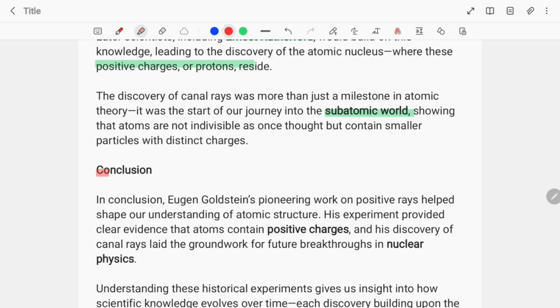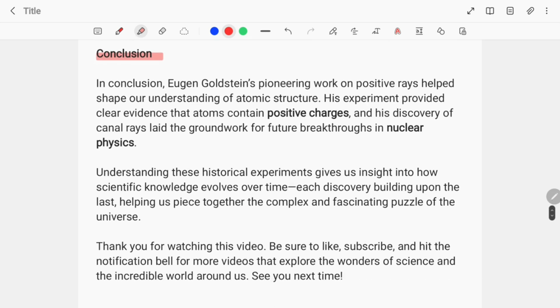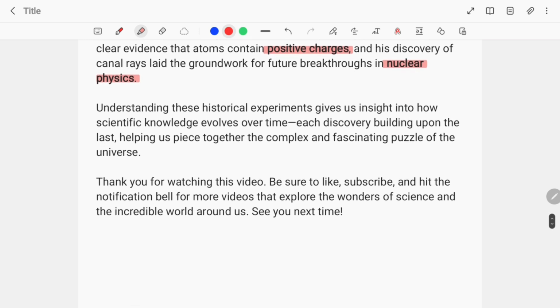In conclusion, Eugen Goldstein's pioneering work on positive rays helped shape our understanding of atomic structure. His experiment provided clear evidence that atoms contain positive charges, and his discovery of canal rays laid the groundwork for future breakthroughs in nuclear physics. Understanding these historical experiments gives us insight into how scientific knowledge evolves over time, each discovery building upon the last, helping us piece together the complex and fascinating puzzle of the universe.